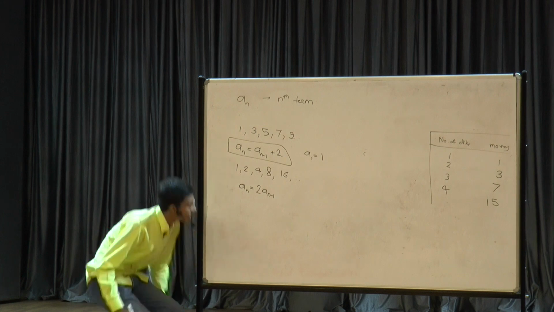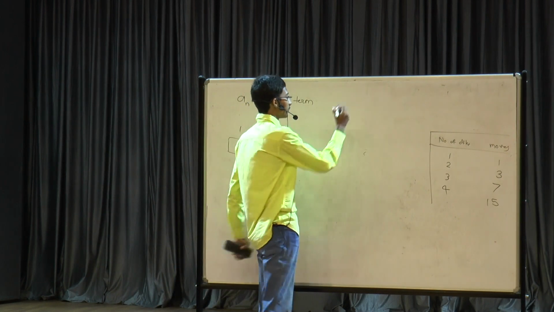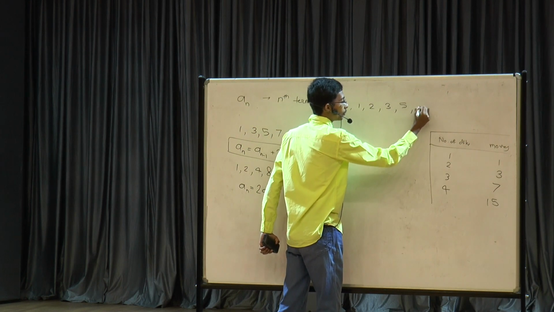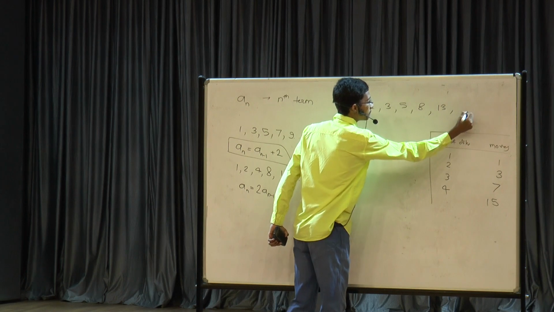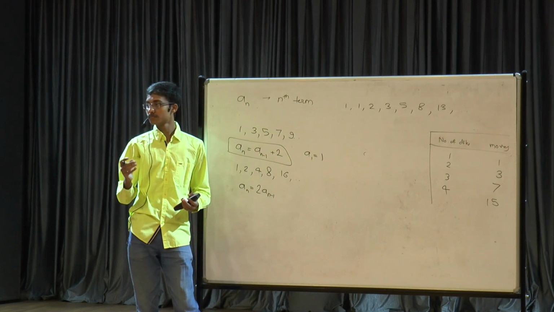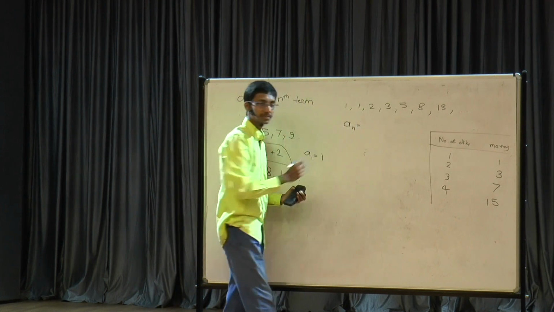So I'm going to write one more example. It's a very famous sequence. I want you to notice what's happening here. Sum of the previous two. So what will be the nth term of this sequence?